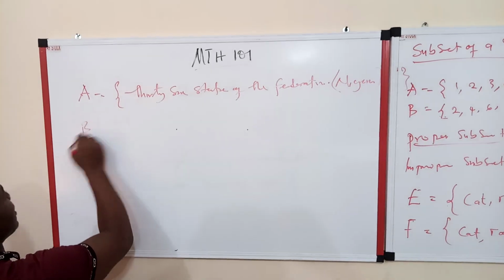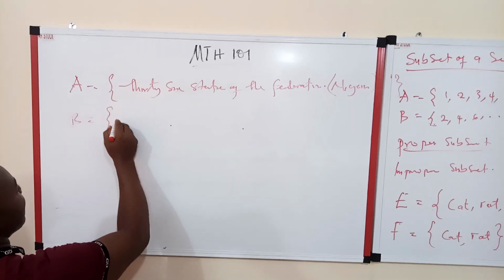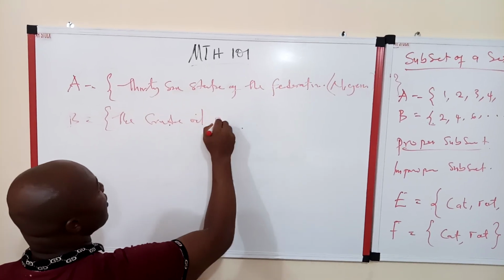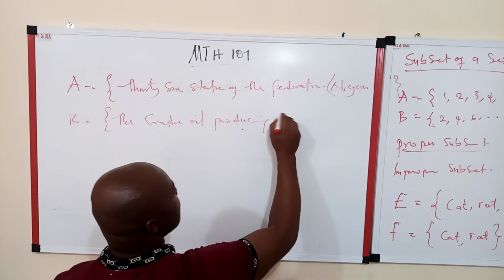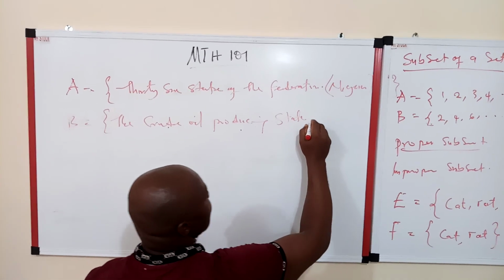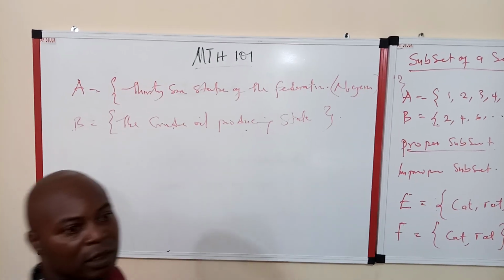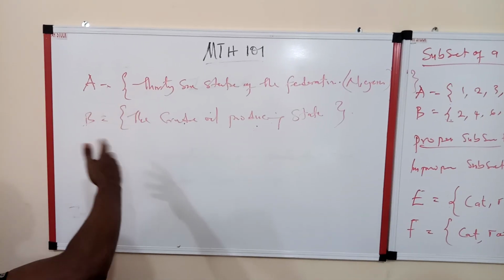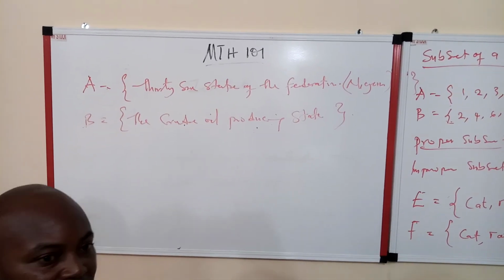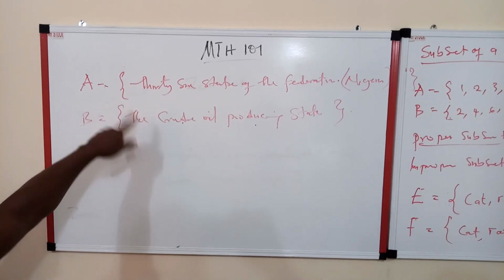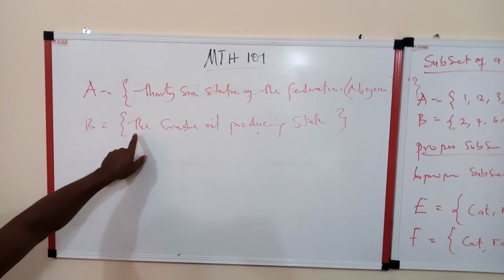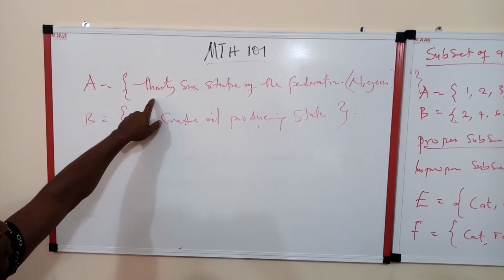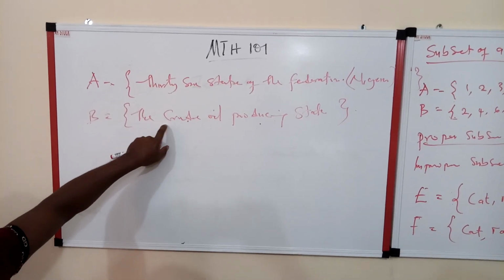Let's consider another set, say B, where its elements are the crude oil producing states in Nigeria. What kind of set is this? Which one is a proper subset or improper subset of the other? In this case, we are not talking about improper here, because set B does not contain all the elements in set A, but rather set B is fully contained in A.